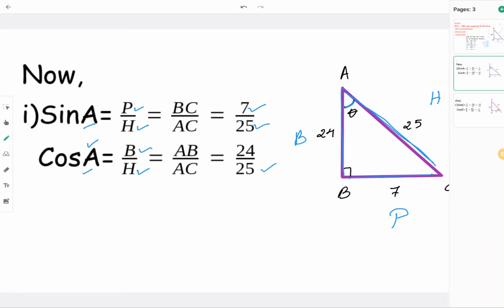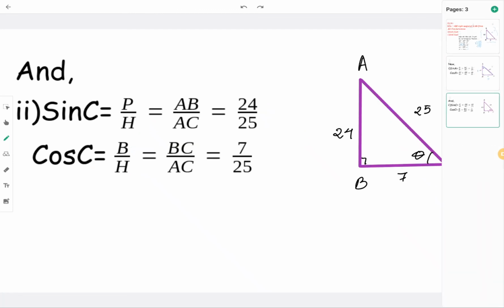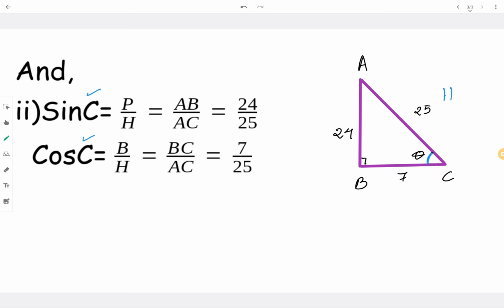Now let's do the Roman number 2 again. This time, where's our theta? Theta is at C, right? Sin C, cos C. So what does it mean? You can see I've already written here. So hypotenuse, nothing happens, but now this becomes your perpendicular and this becomes your base. So what are the two sides for sin C? Perpendicular by hypotenuse. My perpendicular is 24 and then my hypotenuse is 25, which I've already written for us.